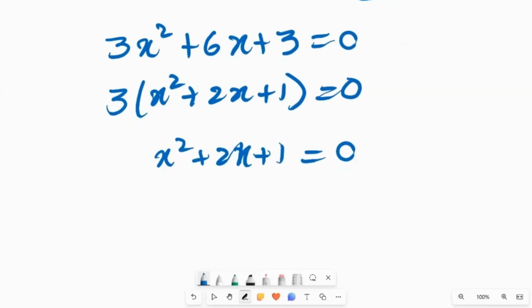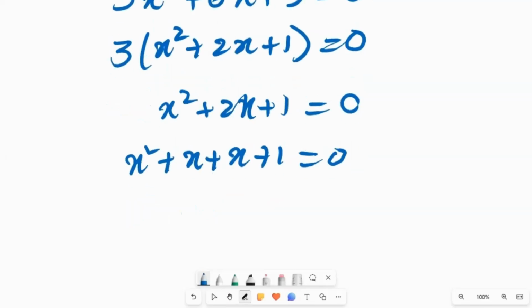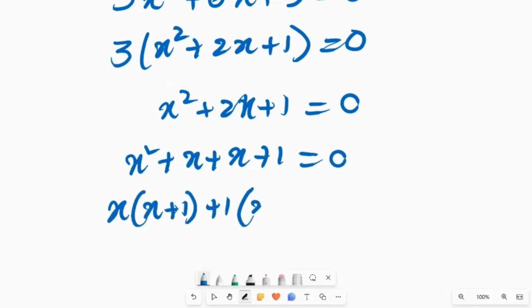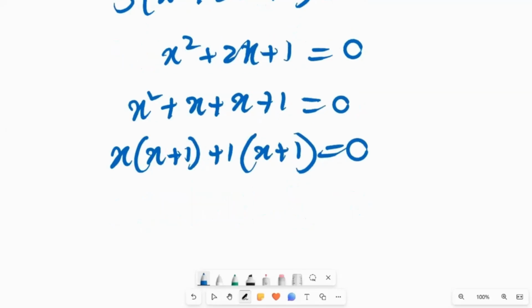Now I would divide the middle term. So this would be x square plus x plus x plus 1 equal to 0. Next I would take x common here. This would be x plus 1, and 1 common here. This would also be x plus 1. And if I take x plus 1 common here, x plus 1 into x plus 1.